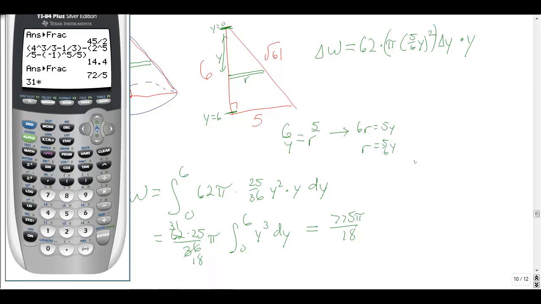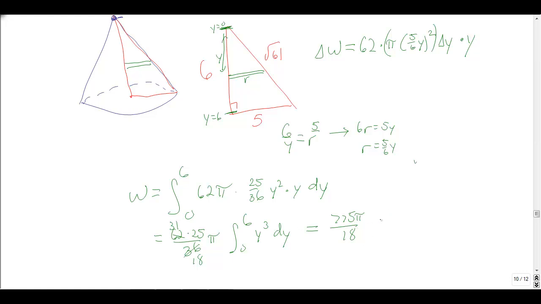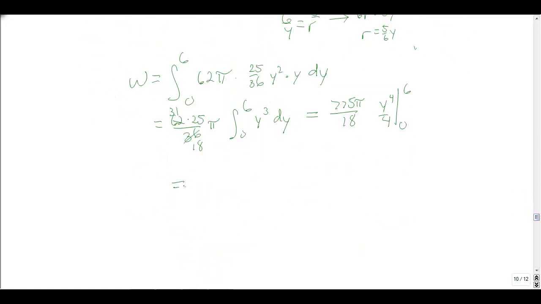31 times 25, yep, 775. And then when I integrate y cubed, I get y to the 4th over 4. And this goes from 0 to 6. And so what I'm going to get is 775 pi over, really, 18 times 4 times 6 to the 4th minus 0 to the 4th, which is just 0.